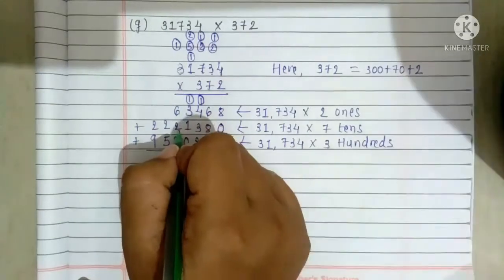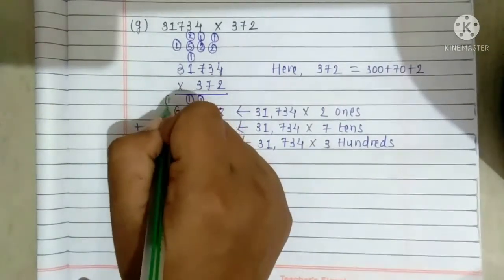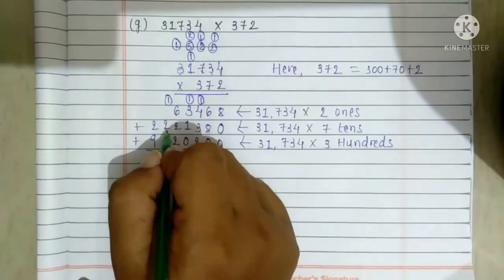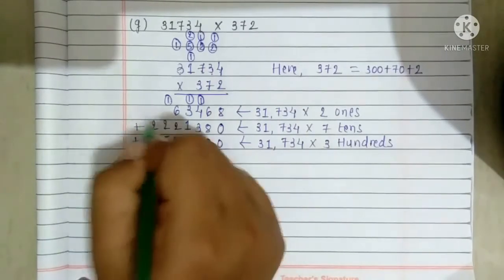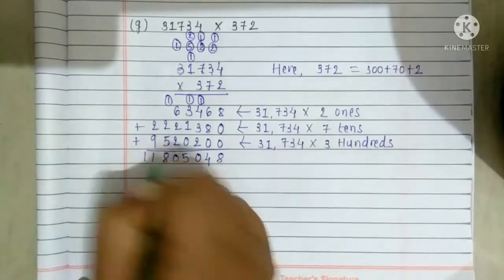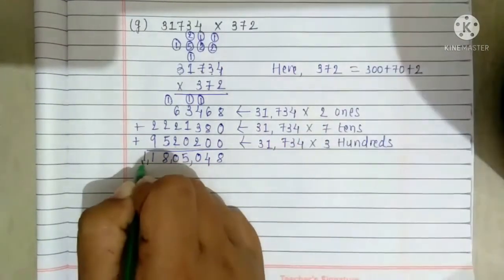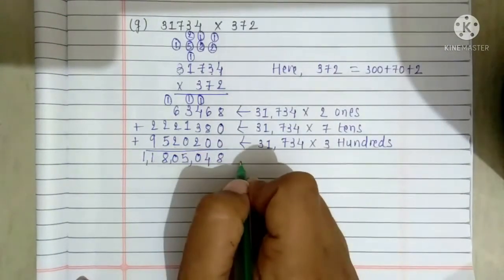6 plus 2 plus 2 answer is 10. Carry on 1. 1 plus 2 3. 3 plus 5 8. 2 plus 9 11. So we get 1 crore 18 lakh 5,048.